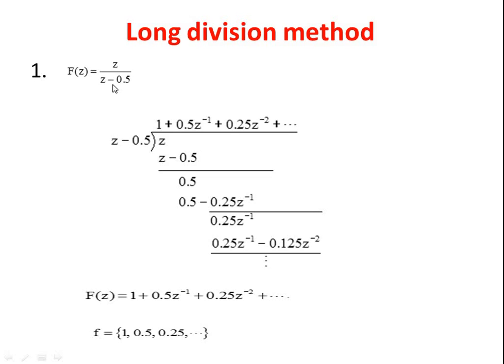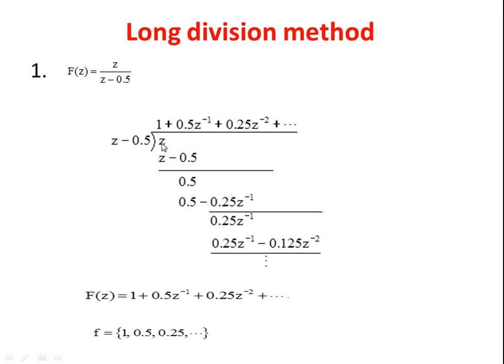So we know normal division. Suppose we have 5 divided by 3, it means we are going to divide 5 by 3. Likewise we are going to divide z by z minus 0.5. The thing is, we have to make the remainder 0. So this is called the proper division.